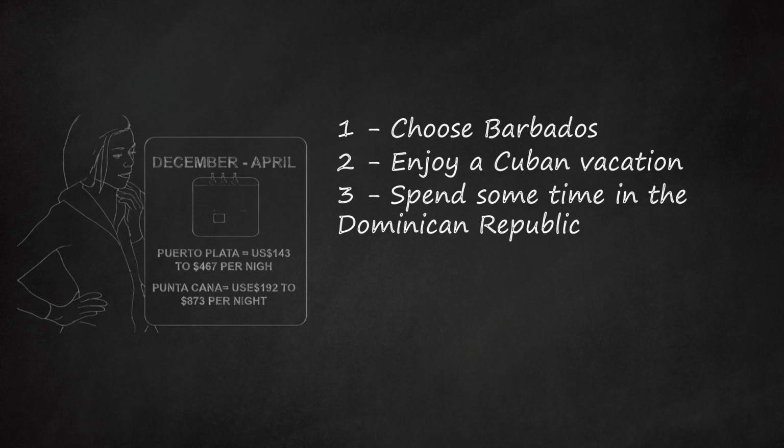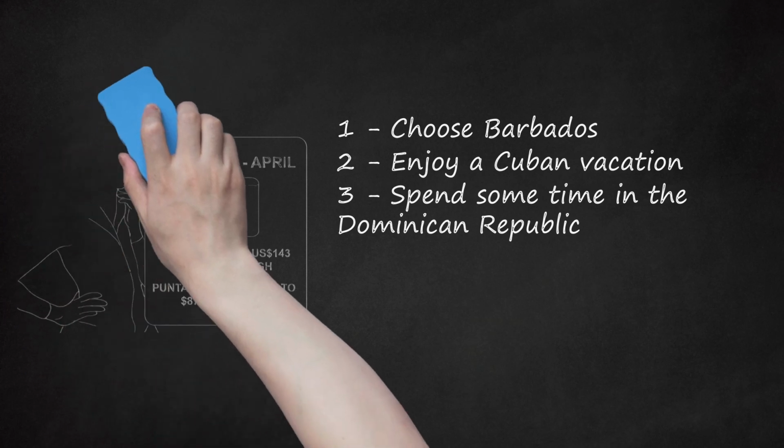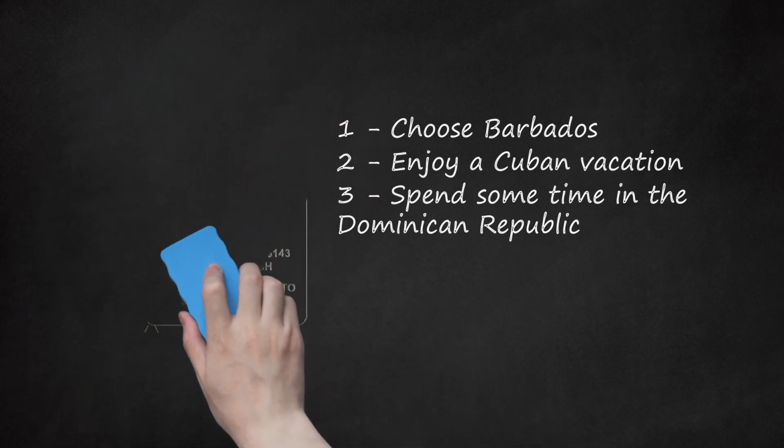During the high season in the Dominican, i.e., December to April, you can get all-inclusive resort packages for 2 guests in the following price ranges. In Puerto Plata, you can find deals in the range of $143 to $467 per night. In Punta Cana, you can get deals in the range of $192 to $873 per night.